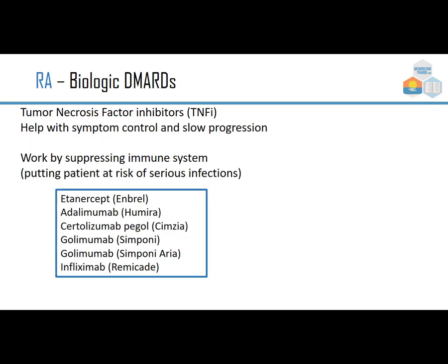Tumor necrosis factor inhibitors help with symptom control and slow progression. They work by suppressing the immune system and putting the patient at risk of serious infections, unfortunately. But etanercept, adalimumab, certolizumab, golimumab, and infliximab are options.